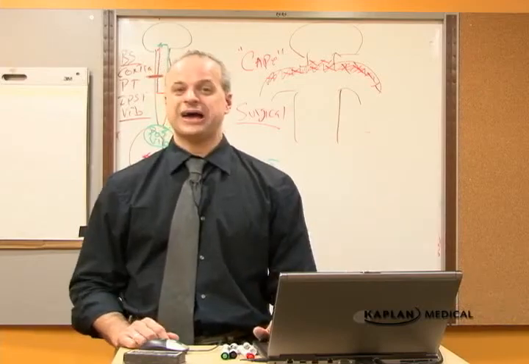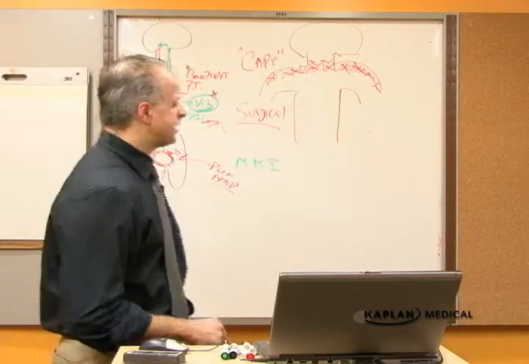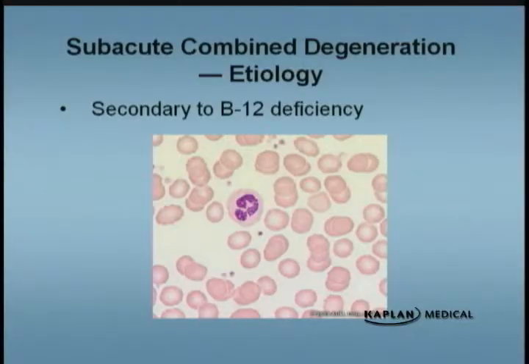Well, subacute combined degeneration of the cord is from B12 deficiency. Oh, look at our little friend there. Look, it's a hypersegmented neutrophil. It's 1, 2, 3, 4 lobes. Who are these little bad boys? Why, they're little platelets. Look how cute they are.